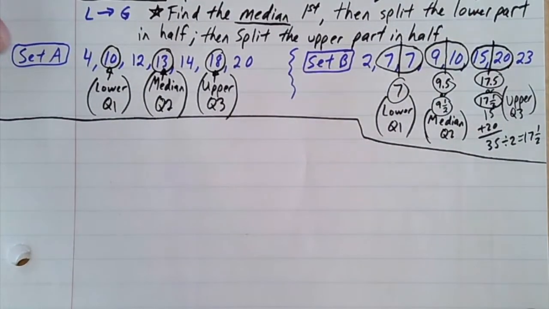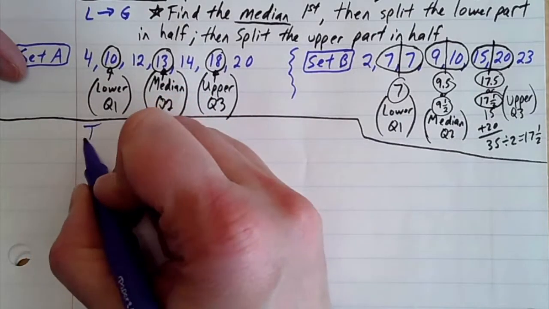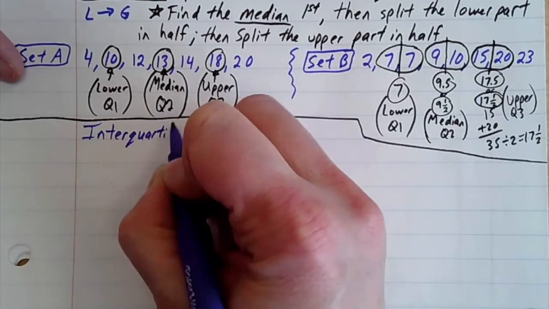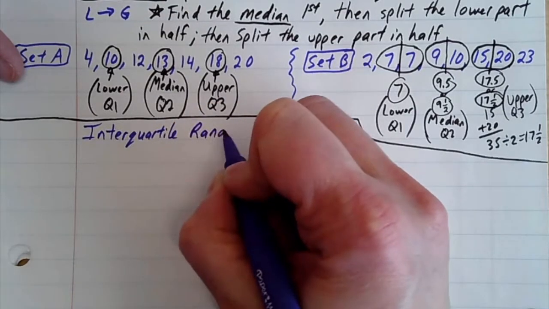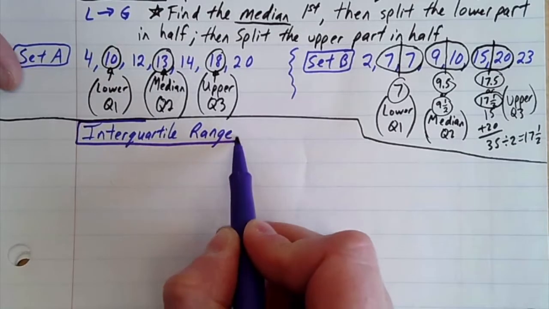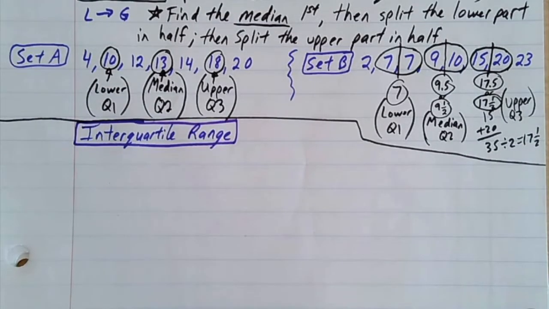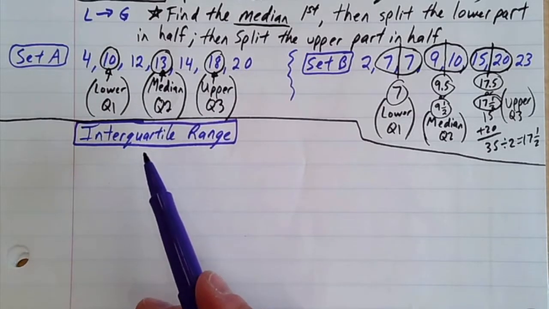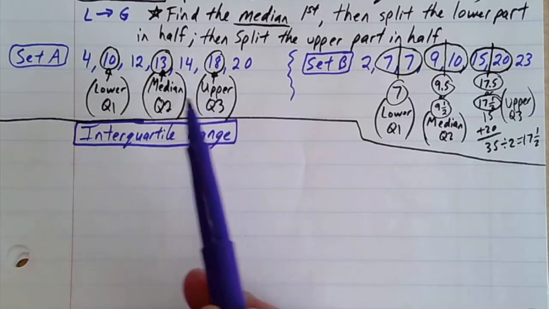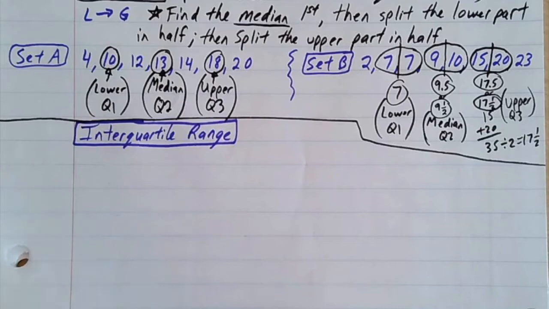The next part we've got is inner quartile range. You can't find the range until you find the quartiles, which is what we just did. We already know what range is. The range is the difference between the biggest and smallest. Inner quartile range is the difference between the upper quartile and the lower quartile. That's where we call Q3 minus Q1, the difference in the quartiles.